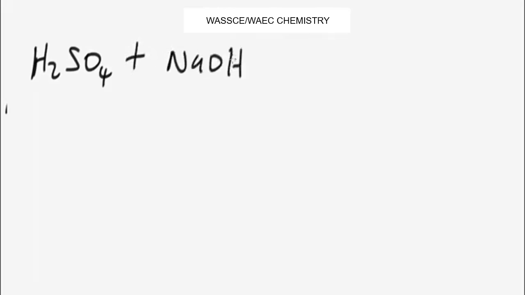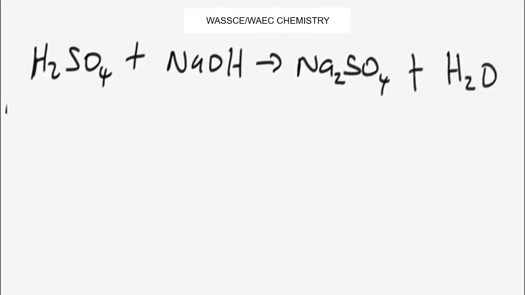Let's write this. This time around, let's say you are given this balanced chemical equation. We have tetraoxosulfate(VI) acid reacting with sodium hydroxide to give sodium sulfate plus water. This is a neutralization reaction. Here we have 2 moles, and here we have 2 moles as well of water.